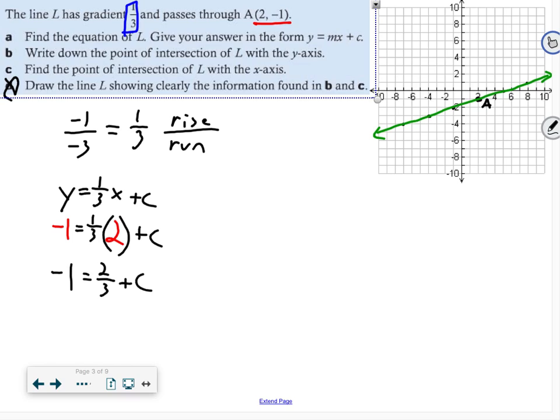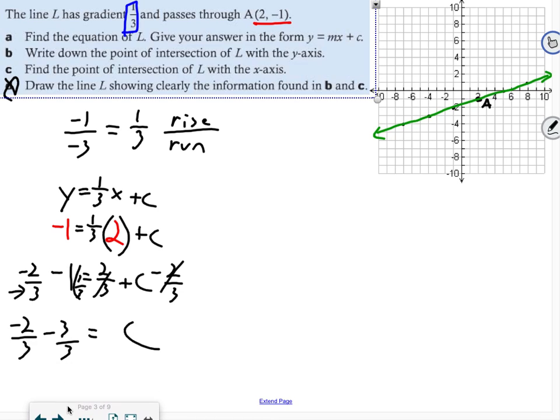To get c by itself, I'm going to subtract 2/3 from both sides. So it's minus 2/3. Okay, so I get c equals. These cancel out because they're opposites. Well, if I'm subtracting fractions, I want to get a common denominator. So I have a denominator of 3, so I'm going to multiply this by 3 over 3 to get my common denominator. So -2 over 3 minus 3 over 3. Well, I know that's the same thing as 1. And then I'm going to see that negative 2 minus 3 is negative 5 over 3. And that is my c value.